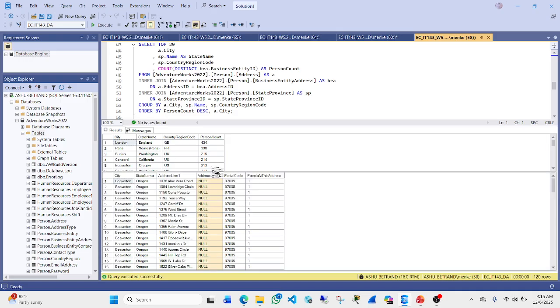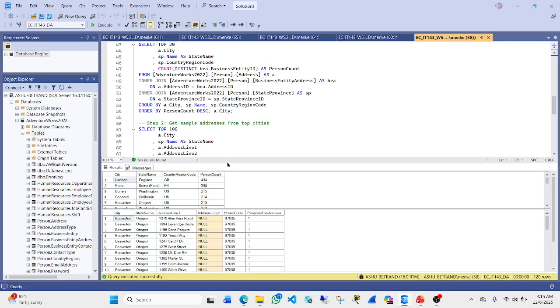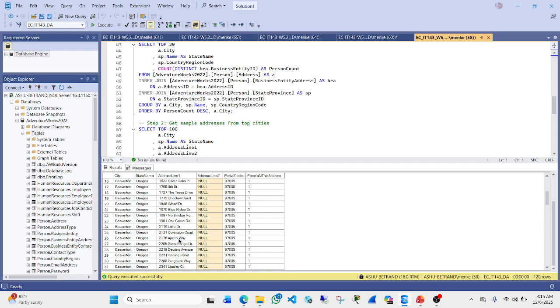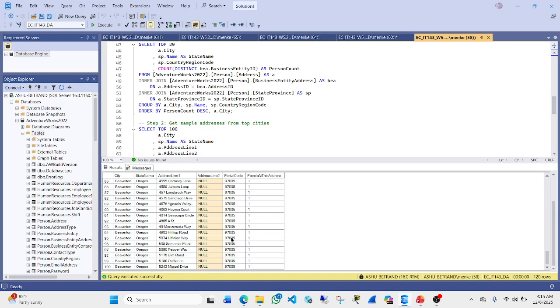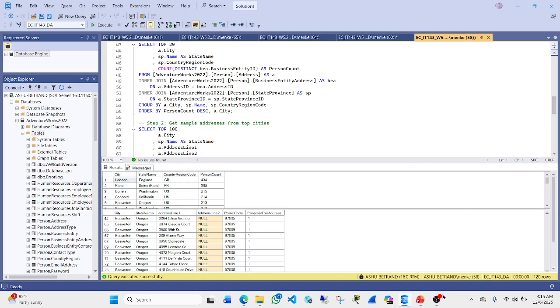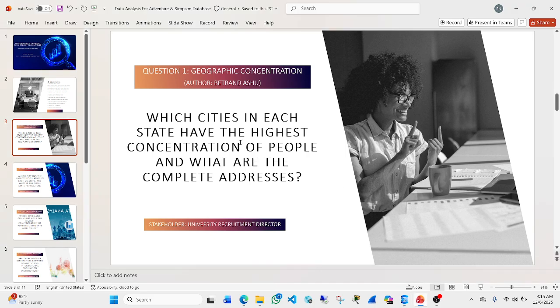Now, the second part gives you the details of the city. It gives the city name. It gives the address number, which means the exact address. You can see here, we have the first 100. We have the exact address, and it gives the postal code, which is very, very important. Postal code. Let's get to the second.